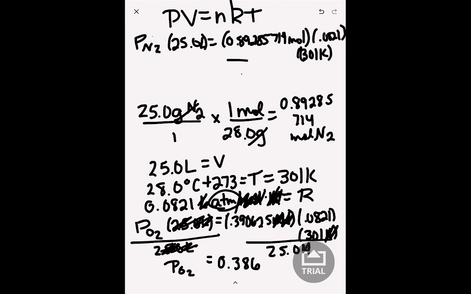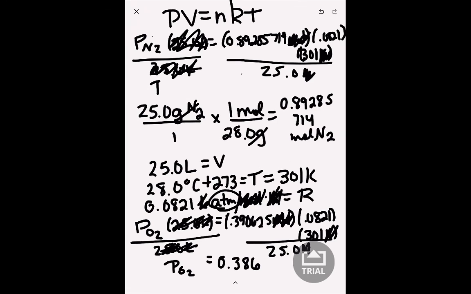And then again, we're going to do the same thing. We're going to divide both sides by 25.0 liters. Again, 25.0 liters on this side is going to cancel out. Here, the liters is going to cancel with the liters in R. The K is going to cancel with the K in the R. The moles is going to cancel with the moles in the R. And we're going to have the pressure of N2.